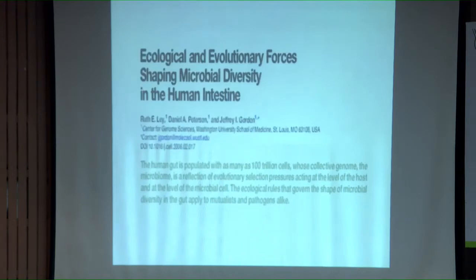I will give you one or two examples of metagenomes as applied in the gut or humans. There was a huge human project also, which was taken up globally. And here you can see the ecological and evolutionary forces shaping microbial diversity in the human intestine. The human gut is populated with as many as 100 trillion cells whose collective genome, the microbiome, is a reflection of evolutionary selection pressures acting at the level of host and at the level of microbial cell.